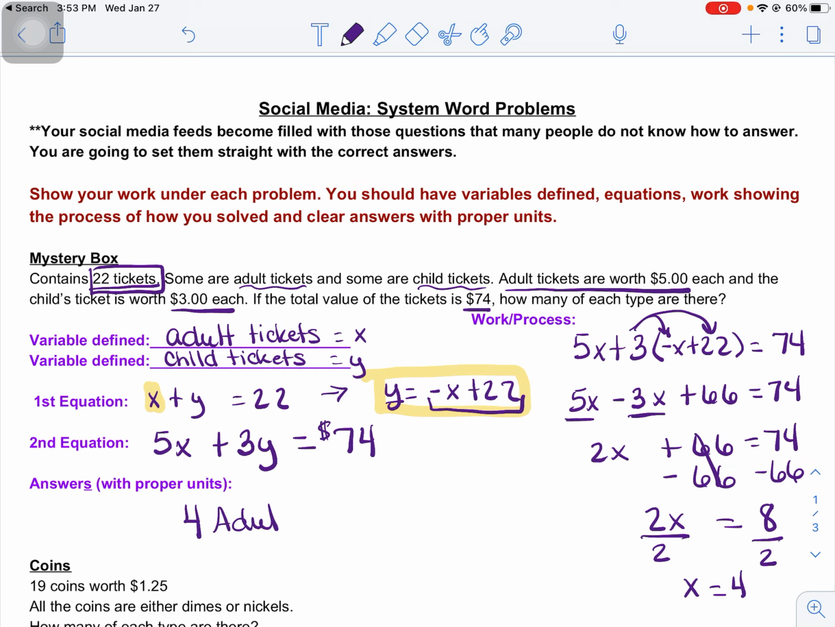And how many child tickets would I have? Well, if I had a total of 22 and I had 4 adult tickets, I can plug that 4 back into my equation and solve for y. I would have 18 child tickets.